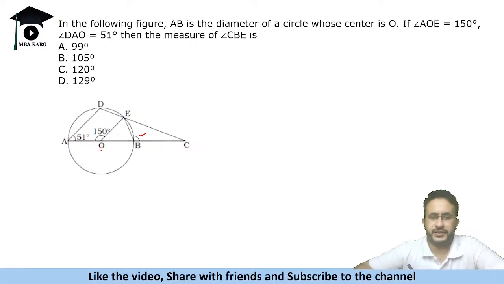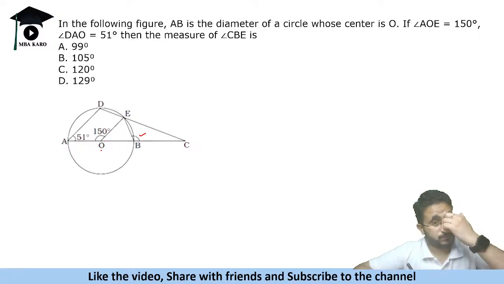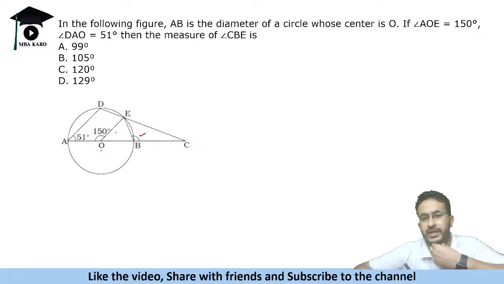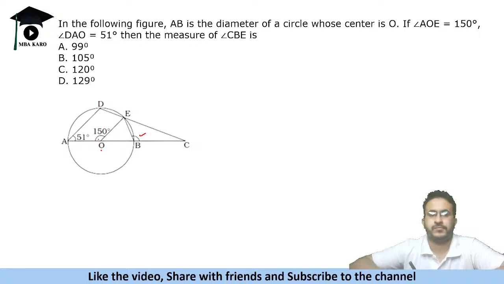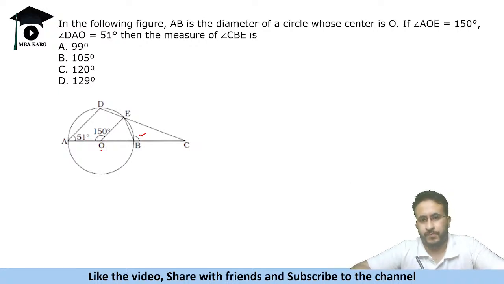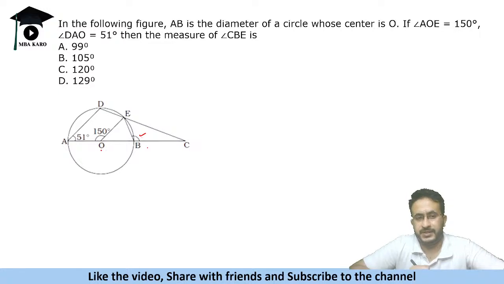So the center is O. Okay, so what do we get from this? And AB is the diameter. So how do we find this angle? Think of this, how can we find this angle EBC?